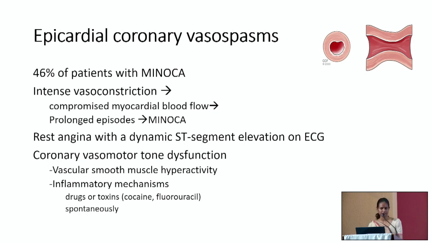The cause for the vasospasm is coronary vasomotor tone dysfunction. Vascular smooth muscle hyperactivity is the main cause, and inflammatory mechanisms also play a role. Drugs and toxins like cocaine and fluorouracil can cause vasospasm, and it can occur spontaneously as well.